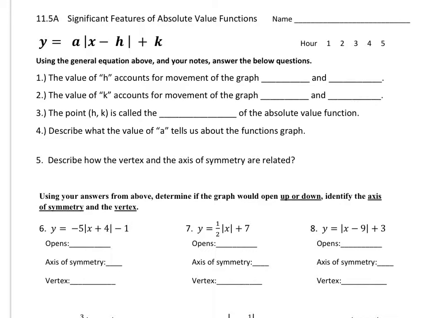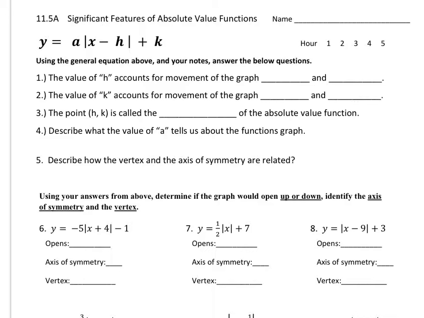Okay, this video is for 11.5a, significant features of absolute value functions. So today we're going to talk a lot more about the actual equation for an absolute value function and what the information within the equation tells us, and how we can identify the equation from a graph, and how we can identify things like vertex, if the graph opens up or down, how it shifts, that kind of thing.